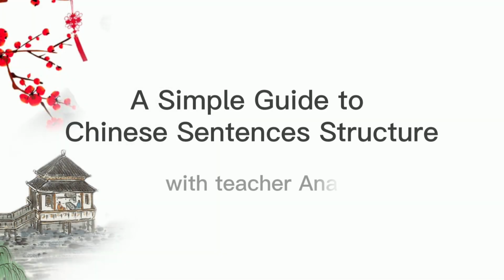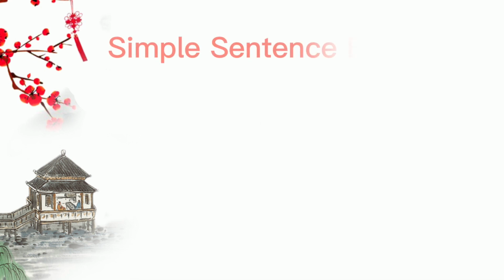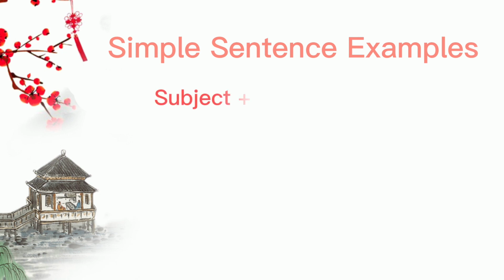A Simple Guide to Chinese Sentences Structure. Part 2. Now, let's see a couple of simple sentence examples. The subject, predicate, and object are the major components of every sentence.